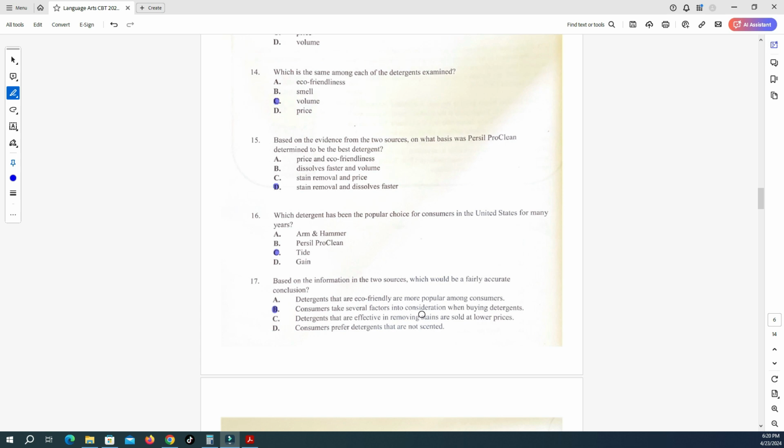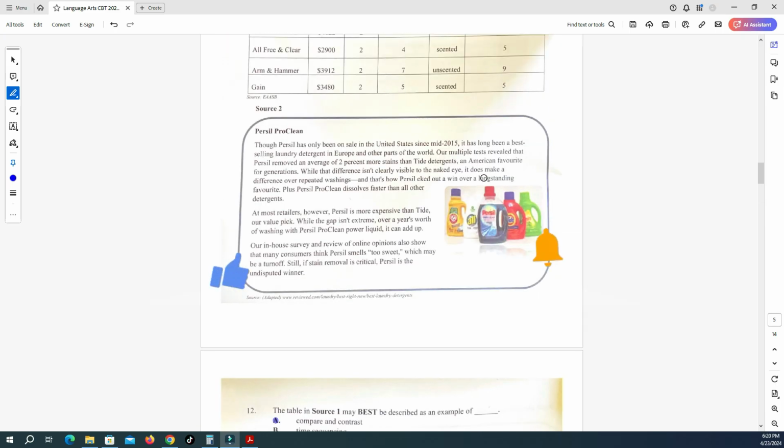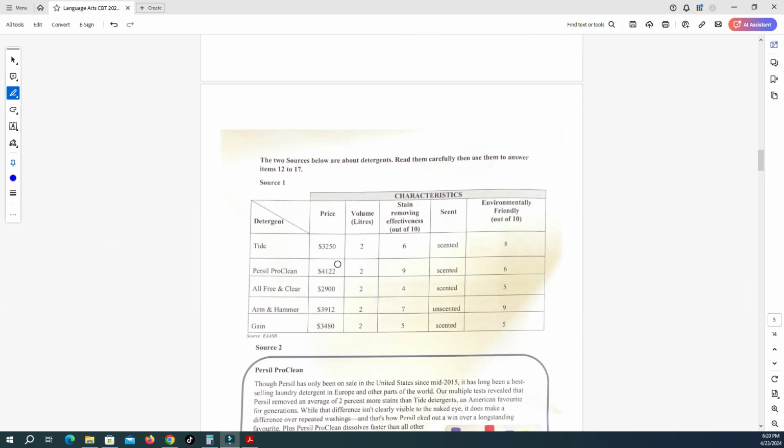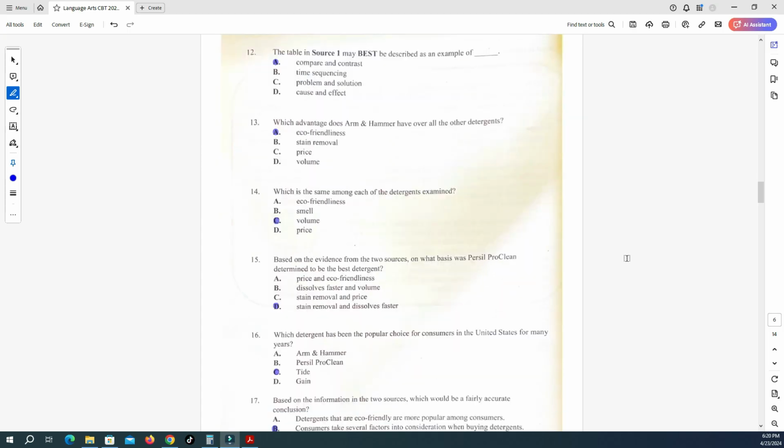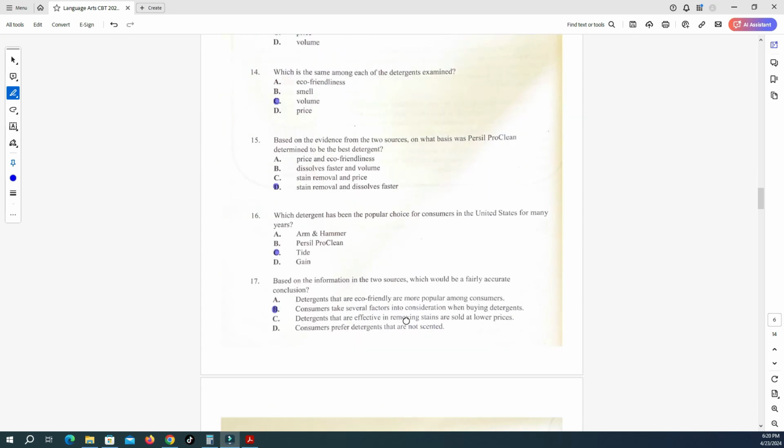Consumers take several factors into consideration when buying detergents. I chose that because look at all the factors. They're looking at the different brands, price, how much it's used, how effective it is as it relates to stain, if it's scented or not. So I chose that one to say that it's several factors when buying detergent.